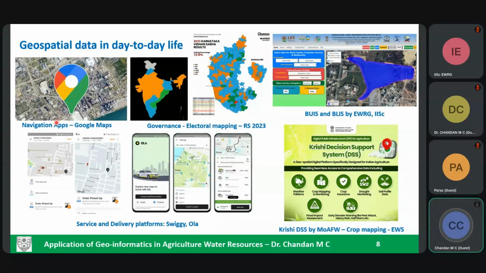Moving ahead, when you see the geospatial data in our day-to-day life, how is it influencing? Majorly all of us are using mobile phones extensively today, maybe for communication or for several other things. One of them is navigation. We all know that Google Maps is there as a navigation assistant. And we also have service and delivery platforms like Swiggy, Ola, Uber, Zomato. We are using them on a daily basis. So that also has a very good impact, in that in the background we are using geospatial data itself to construct these maps or analyses, etc.